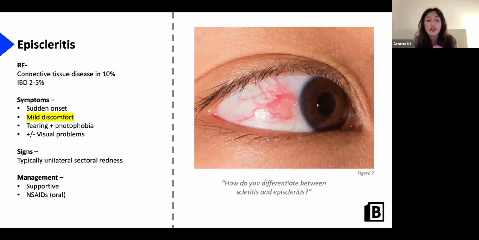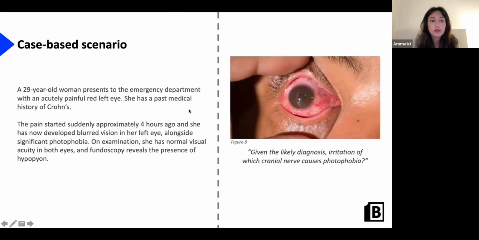Management is generally supportive. However, if the patient's complaining of significant pain, then you can trial an oral NSAID.